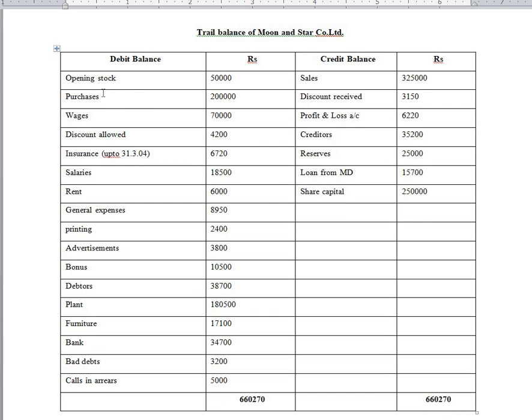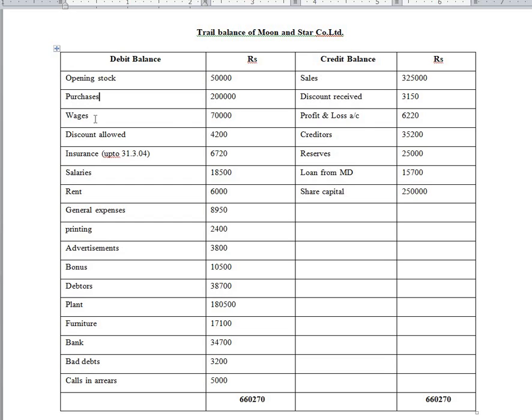So, in debit balance, you can see opening stock, which is given as 50,000. When you see opening stock itself, you will be able to know in which item it will come. So, just identify the item opening stock, and this item will come under cost of material consumed. Okay, so just make a note of it. And purchases. Purchases is also an item which is to be added in cost of material consumed. Okay, next is wages, 70,000.